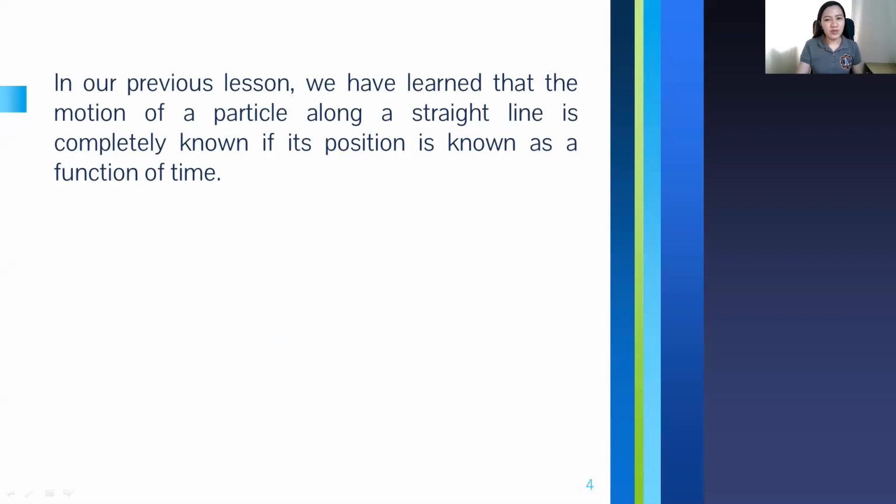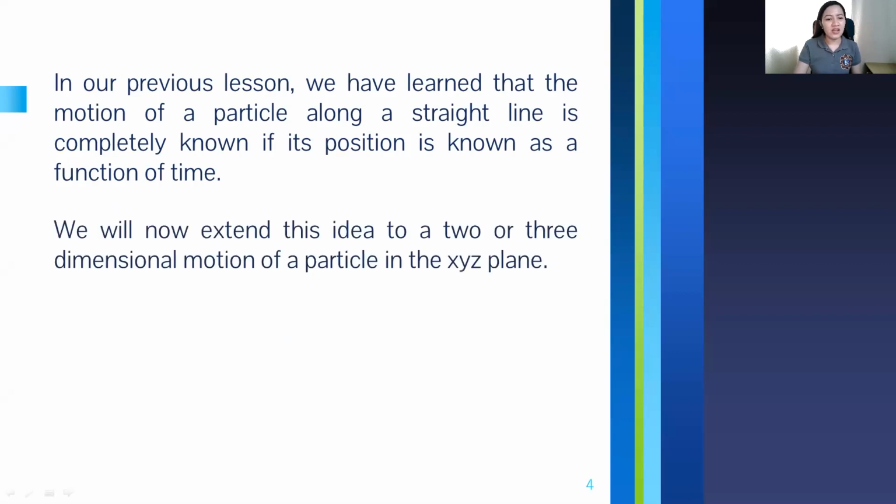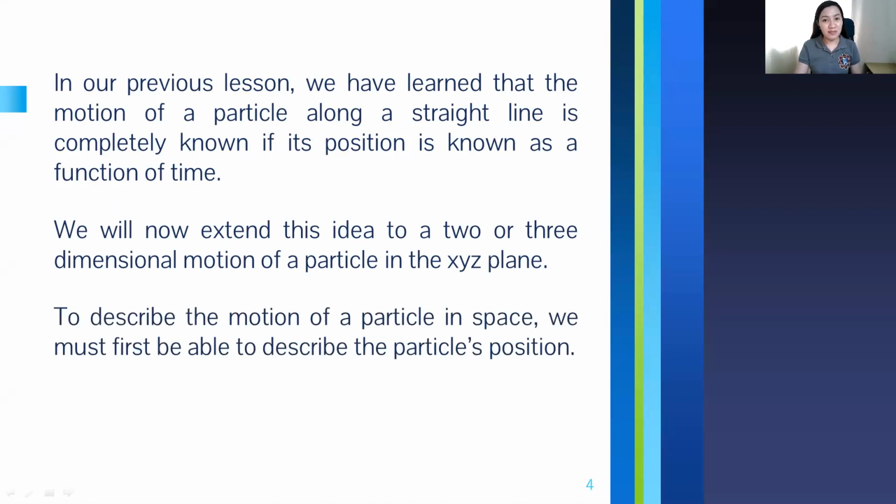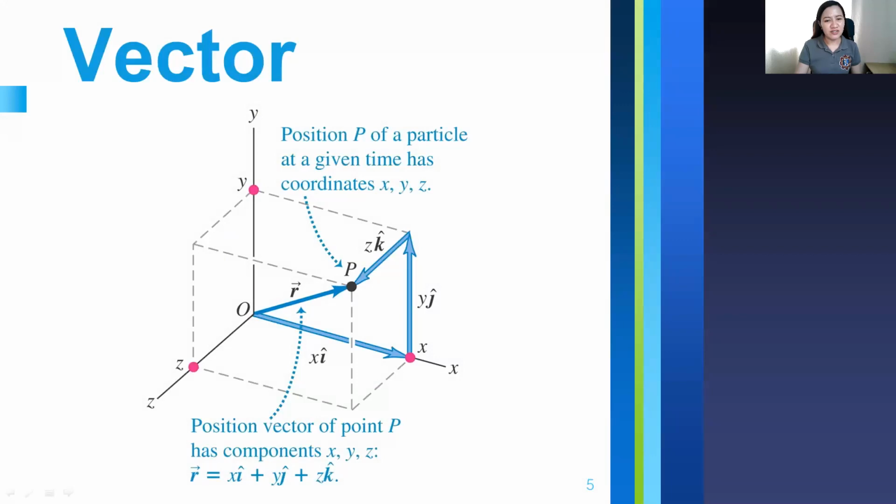In our previous lesson, we learned that the motion of a particle along a straight line is completely known if its position is known as a function of time. We used the kinematic equations to describe the motion of a particular object, the relationship between speed, distance, and time. This time we will extend this idea to the two or three-dimensional motion of a particle in the XYZ plane. To describe the motion of a particle in space, we must first be able to describe the particle's position.